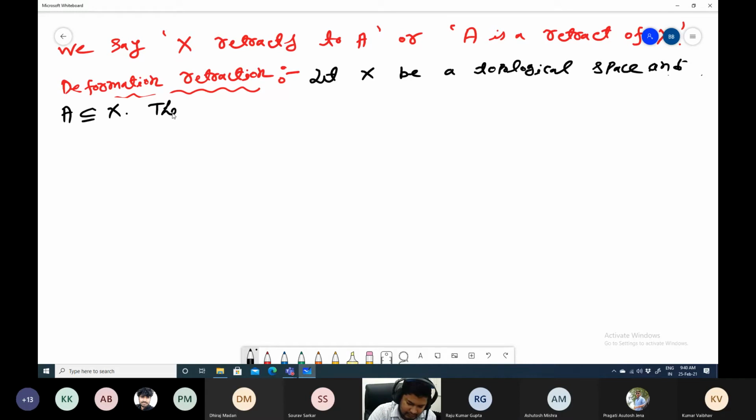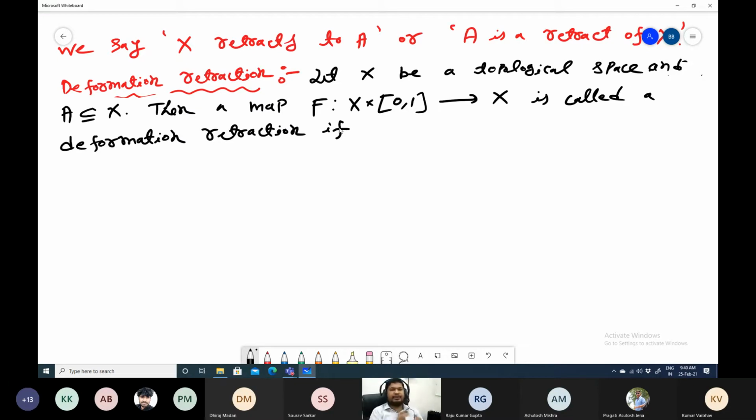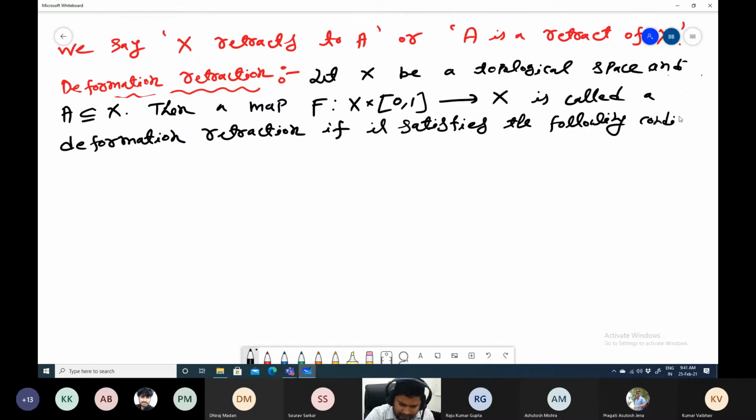Now then a map, we write it in this way, F from X cross I, or we write here [0, 1], to X, is called a deformation retraction if it satisfies the following conditions. Now that is very important.